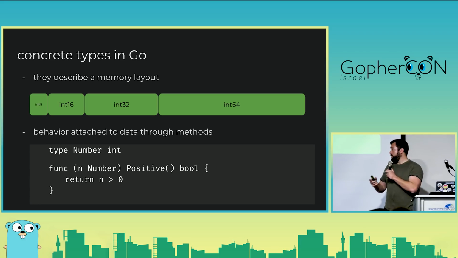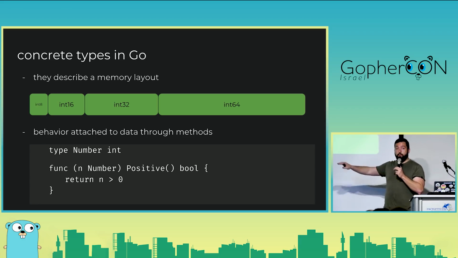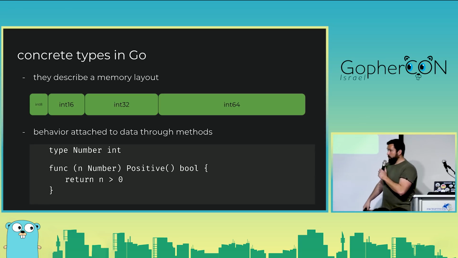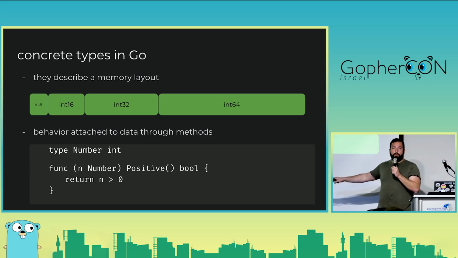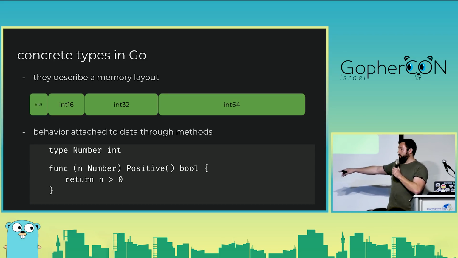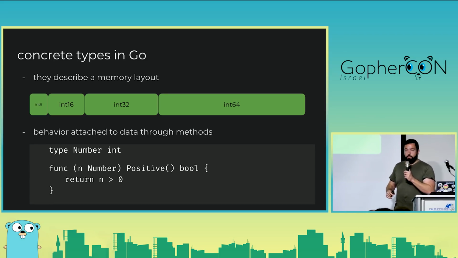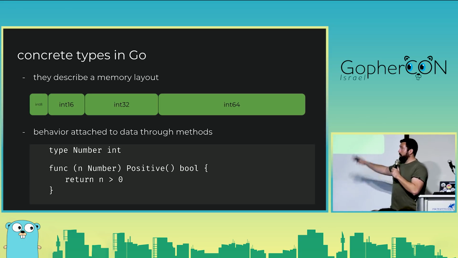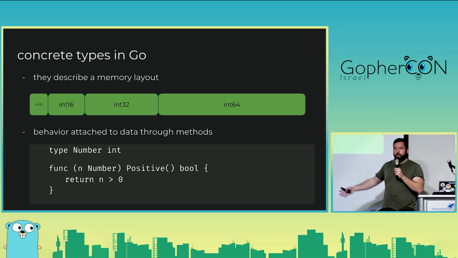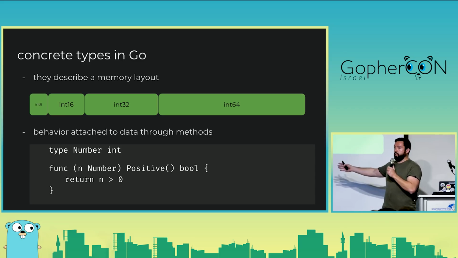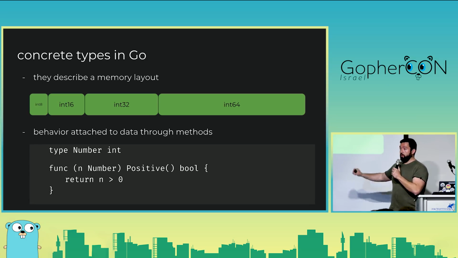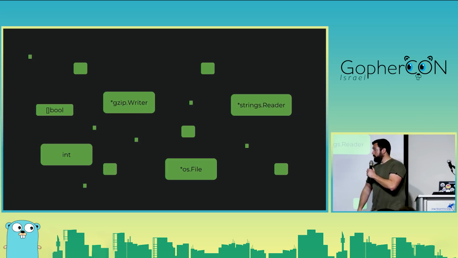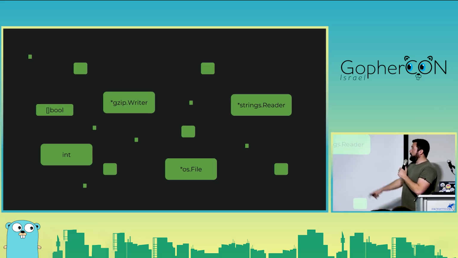And normally what you do is you attach behavior to those concrete types. Unfortunately, I'm not sure you can all see, but basically there's a method called Positive defined on a number, which is a type that has the same underlying type as an integer. So why is this interesting? Because that's the base, right? We are using concrete types all of the time. You could write perfect programs without having a single abstract type, just with concrete types. So all of these are concrete types.